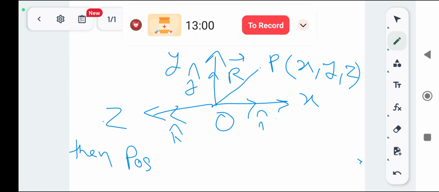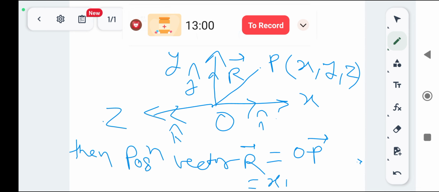Then the position vector R equal to the OP vector, and this equals xi plus yj plus zk. This is the position vector.